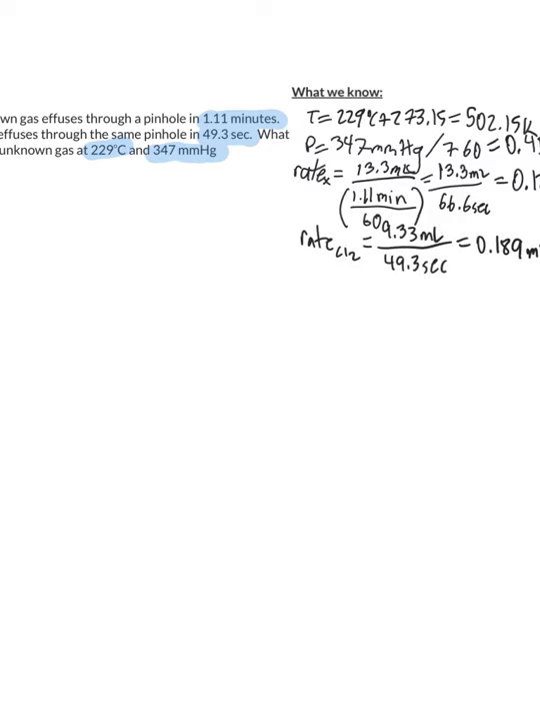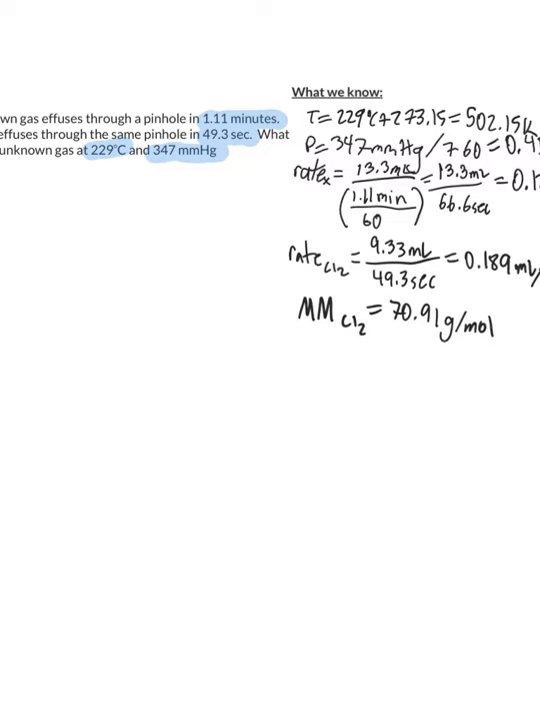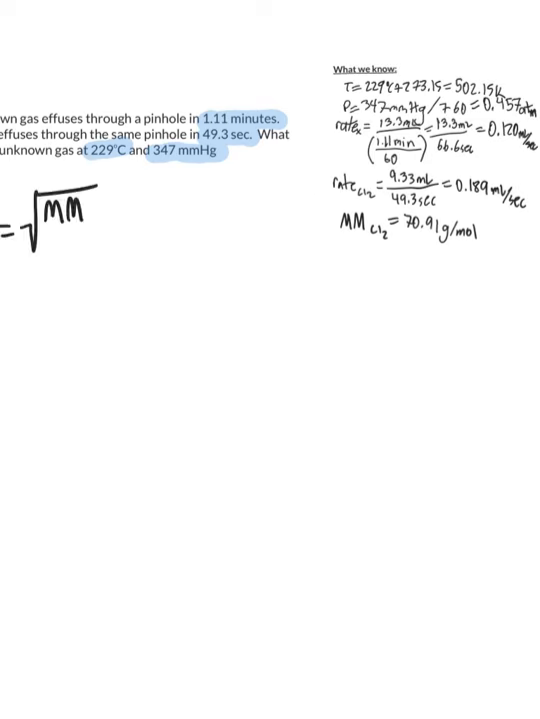And from the periodic table, we can find the molar mass of Cl2, which is 70.91 grams per mole. For step 1, we will use the formula we know, which is rate of Cl2 over rate of X equals the square root of molar mass of X over molar mass of Cl2. To get rid of the square root symbol, we will square both sides, meaning that we have to square whatever number we get on the left, and we can just get rid of the square root symbol on the right.